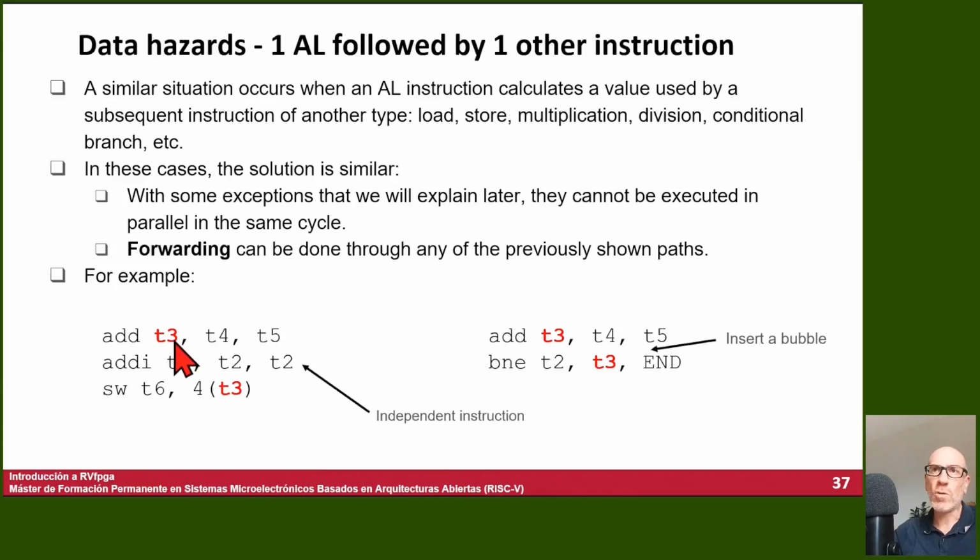In this case, we have a sum that generates T3 and a store that uses T3 to calculate its effective address with an independent instruction in between, so we can forward the data without needing to stop.